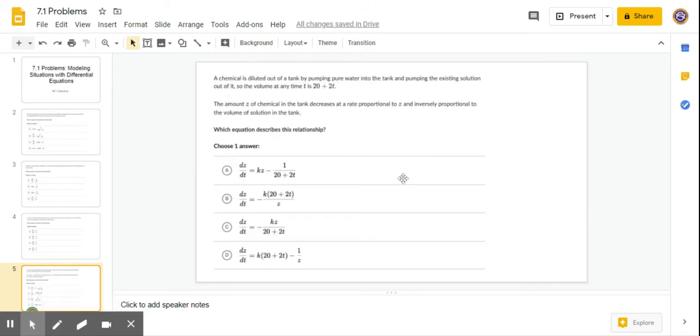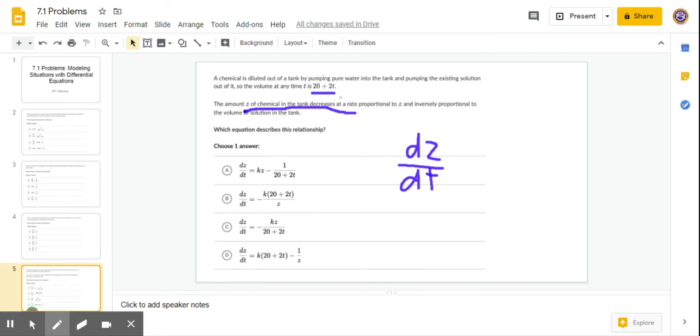All right. A chemical is diluted out of a tank by pumping pure water into the tank and pumping the existing solution out. So the volume at any time is this thing right here. So the amount Z of a chemical in the tank decreases at a rate. So that means we're dealing with dz/dt, which isn't really telling us much because all of our options here are dz/dt. So decreasing means it's negative, so keep that in mind.